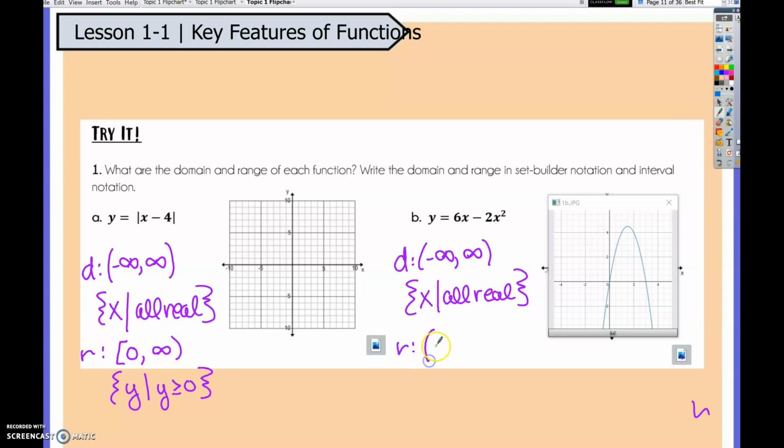So our lowest number is negative infinity, comma, our highest number is 4.5. And we'll use a hard bracket because it does hit that value. For our set notation, we would say y is less than or equal to 4.5.